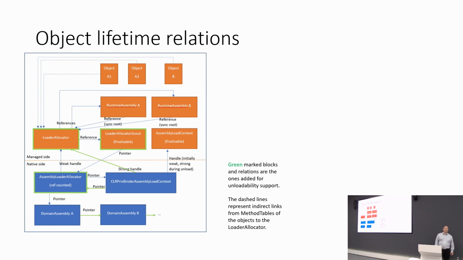And then there is the assembly load context that we've talked about, and the loader allocator scout that you can see there. It's just a helper class that allows some proper timing around the final release of things. And as you can see, on the native side you also have some other things that are not important for explaining this. The main thing is that everything that holds the loader allocator alive by reference is holding the stuff that you've loaded into the assembly load context alive.